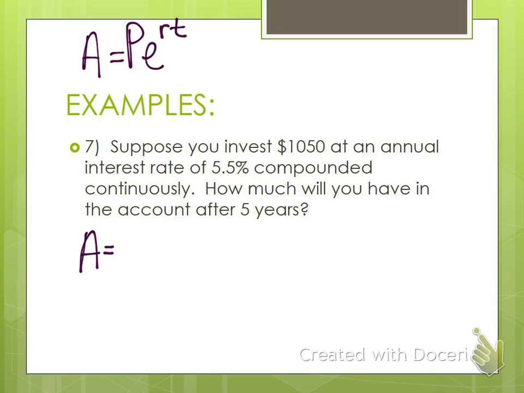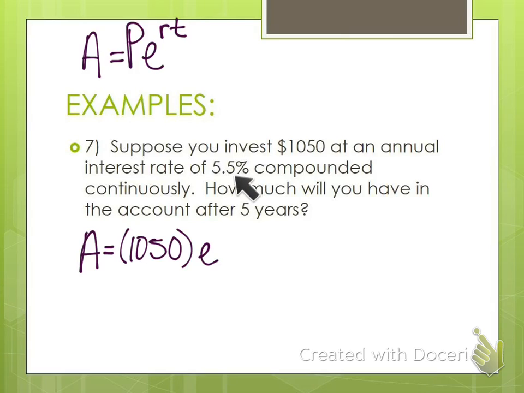A equals P is how much we start out with. What would that value be? The 1050. E is a natural number E, so we leave it as E. You'll often see it written kind of as a cursive E or an italicized E. R is our rate, interest rate, and I said to write it as a decimal, not a percent. So that means that just because we have a decimal, it still has a percent sign attached to it. So we still need to change that.